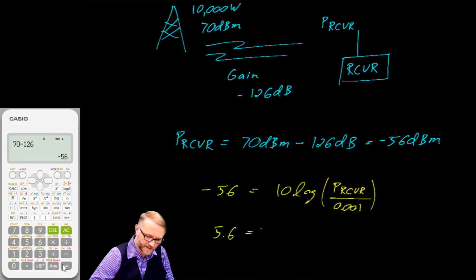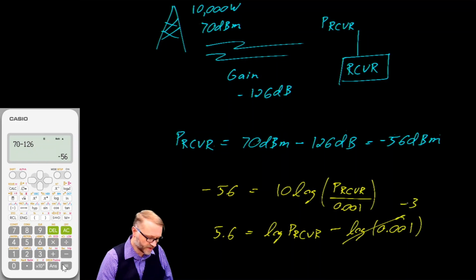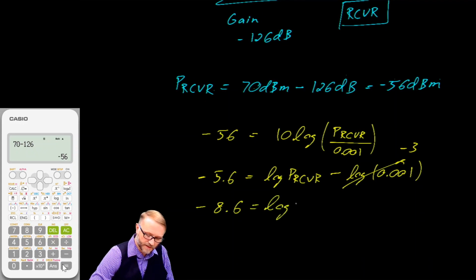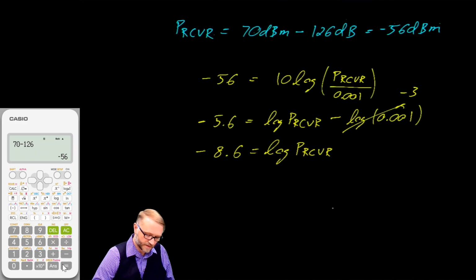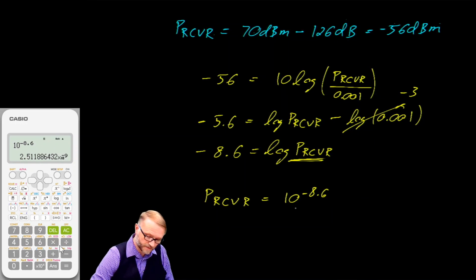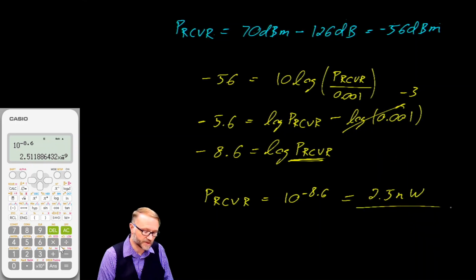So negative 5.6 is equal to the log of power receiver minus the log of 0.001. We already know that goes to negative 3. So let's see, we've got a negative and a negative. We drag that over here. That becomes negative 8.6 is equal to log of the power of the receiver. Breaking this power out of jail, the power of the receiver is equal to 10 raised to the negative 8.6. And that works out to about 2.5 nanowatts, which is exactly what we determined in our previous solutions.